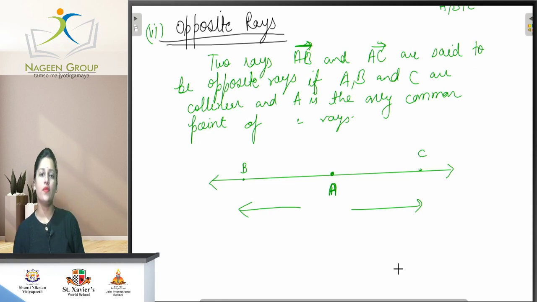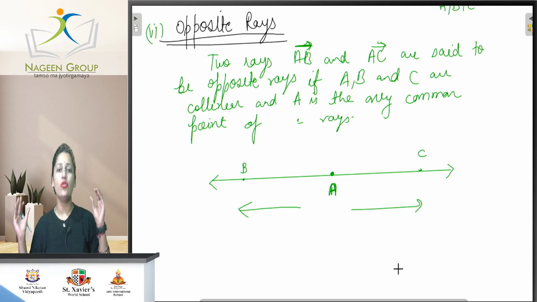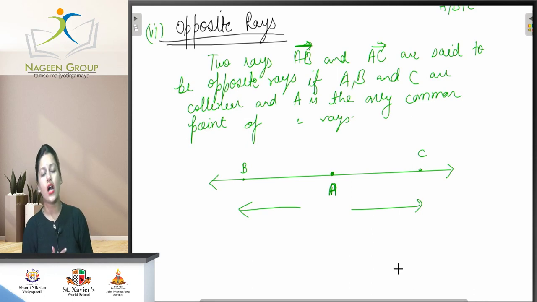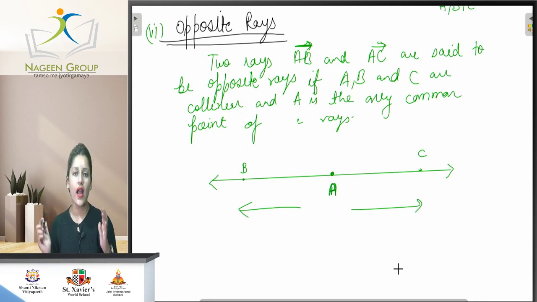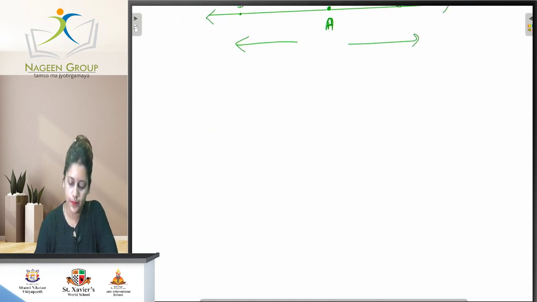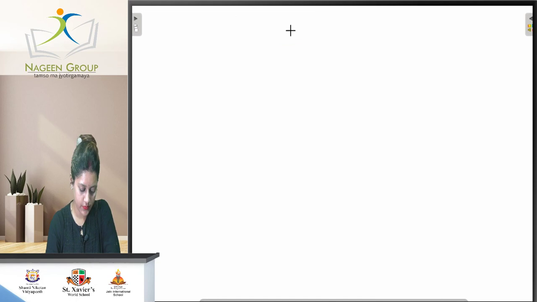Now, what have we learned? We have learned Euclid's definitions here. We have learned the ray, line, point, plane, line segment, opposite ray. We have learned mainly the definitions, what is a ray, what is a line segment. Now we are going to start Euclid's postulates and axioms.